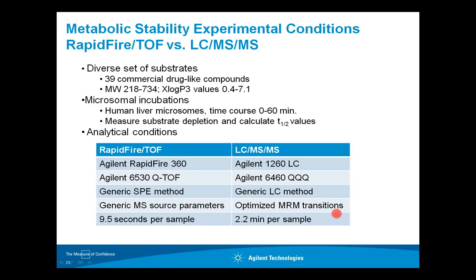So we want to make sure that the full range is able to be detected similarly by RapidFire and using an LC system. You can see what's important here is the bottom, that a RapidFire TOF analysis is occurring in 9.5 seconds per sample, whereas LC triple quad takes 2.2 minutes per sample. So there's quite an increase in speed using the RapidFire system.